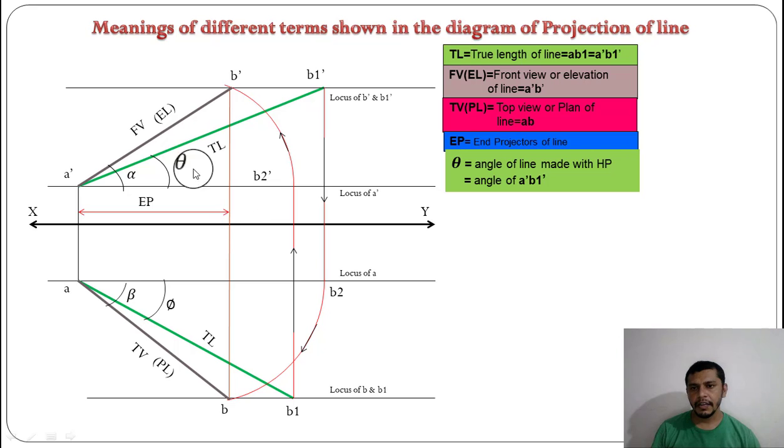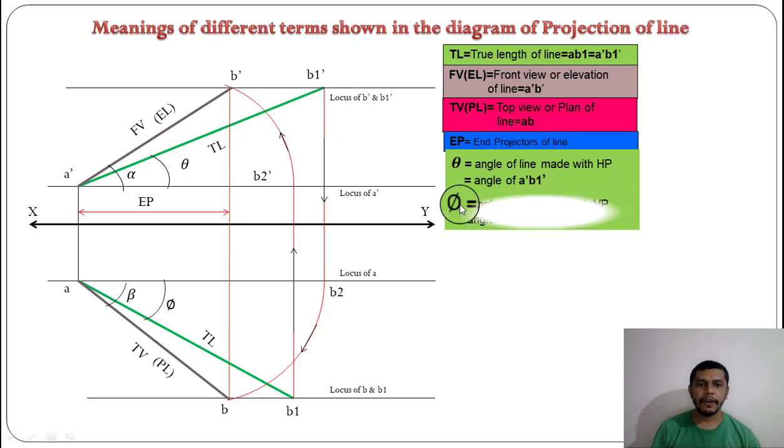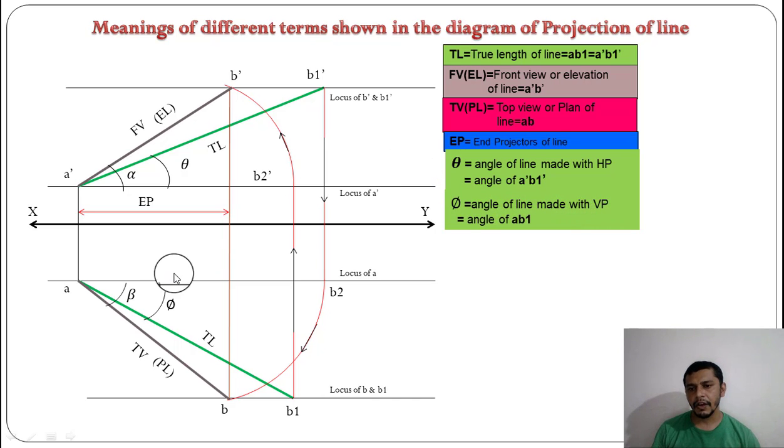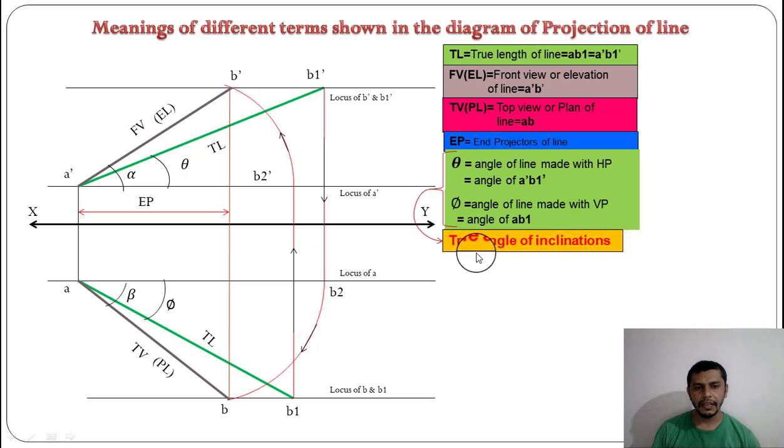Then theta. Theta is the angle of inclination of the true length of the line with the horizontal plane, and theta is shown by the line A dash B1 dash, that is our true length. Then phi. Phi is the angle of inclination of the true length of the line with the vertical plane. So phi is the angle shown by the line AB1, and AB1 is our true length. So we can say that theta and phi are the true angles of inclination of the line.